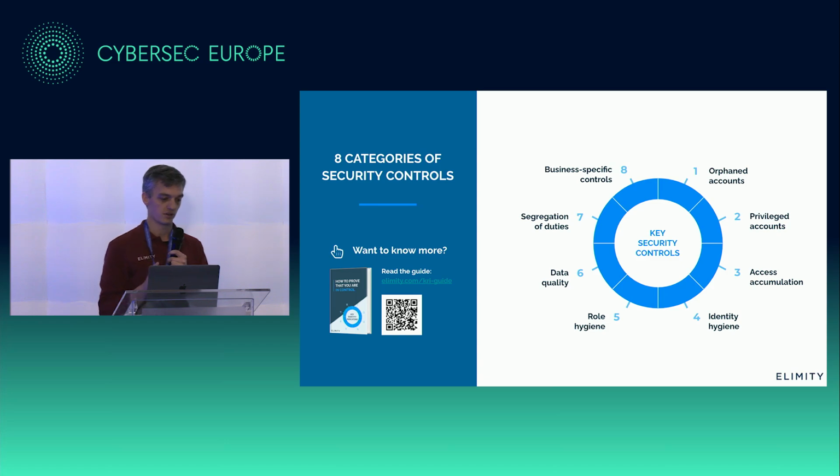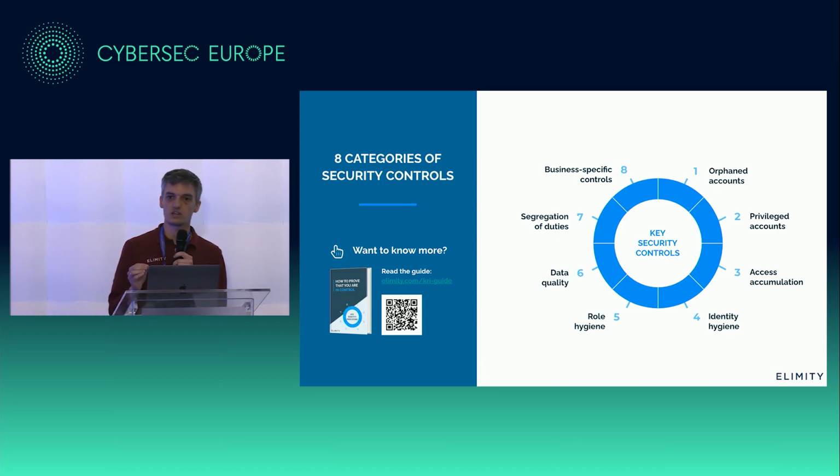For that, we provide an extensive guide on essential cybersecurity controls for user access governance. I won't go into the details in this presentation. This is a talk of an hour by itself, but if you want, the QR code there links to our website where you have this guide in its full extent. The things that it talks about are stuff like orphaned accounts, privileged accounts, access accumulation, and so on. Again, it's quite a lot.